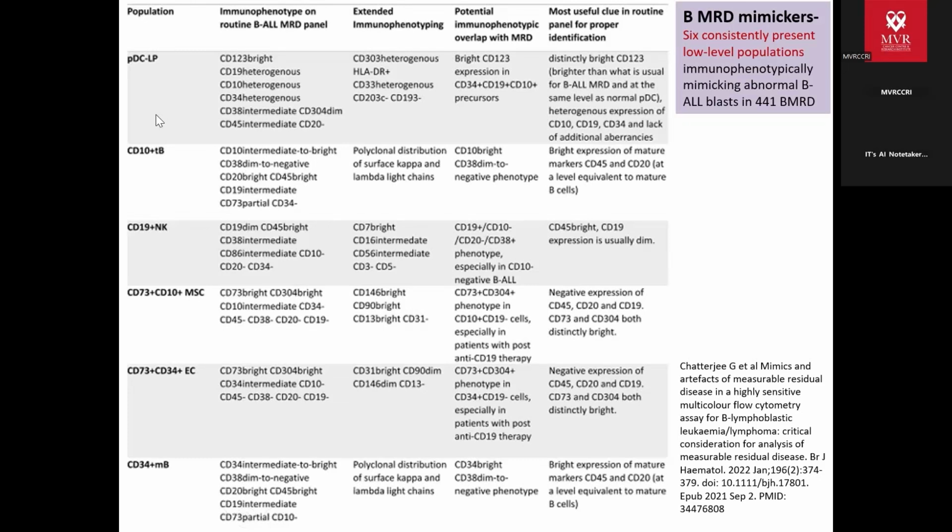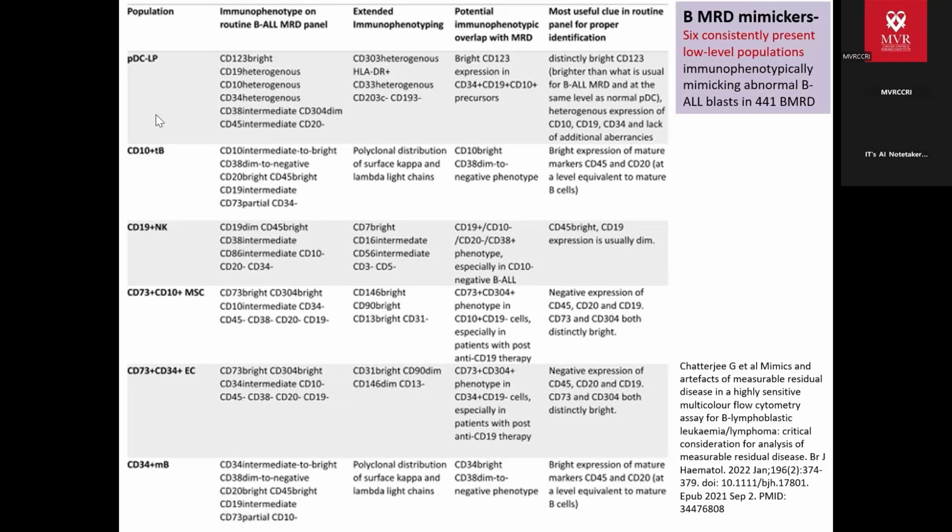So they are expressing CD19 heterogeneously, and 10, 34. So 19 means B, and 10 and 34 are immaturity markers. 123 is an LAIP. So why can't I call this a blast? But I will not call this a blast if I know that it could be a PDC, because the 123 is quite bright.